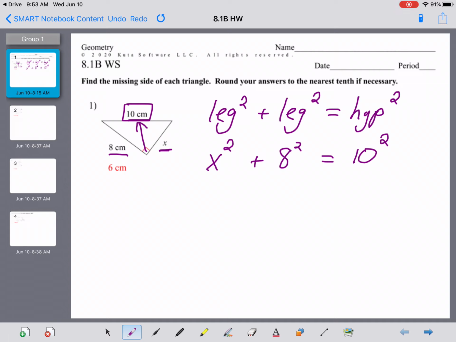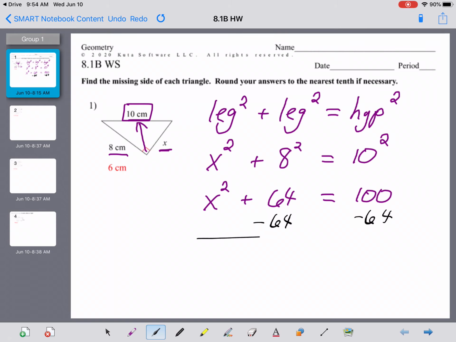All right, next step, we simplify what we can. Can't do anything with x squared. The 8 squared becomes a 64, and the 10 squared is going to be a 100. Okay, to solve this equation, we're going to subtract a 64 from both sides of the equation. Those two cancel out, and we're going to get x squared is equal to, and 100 minus 64 is 36.